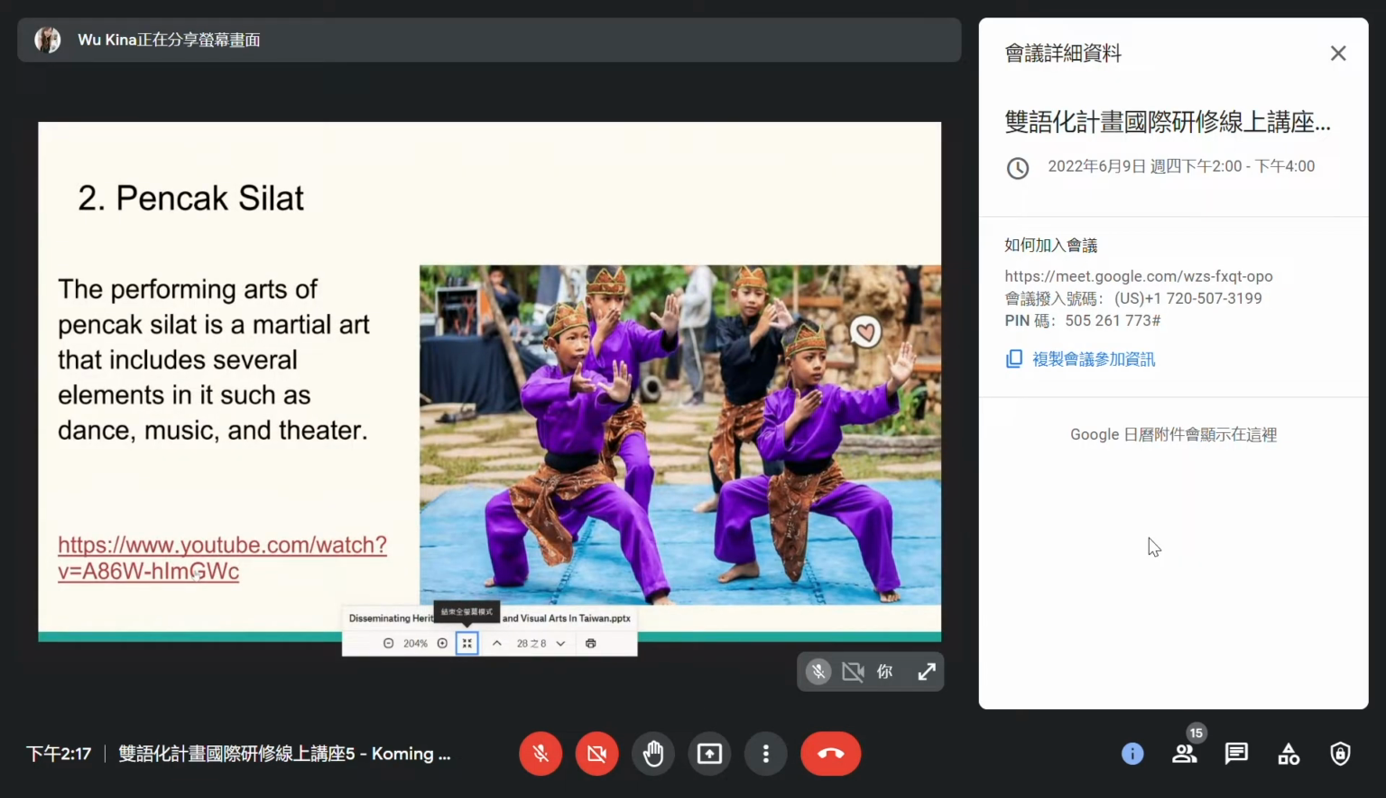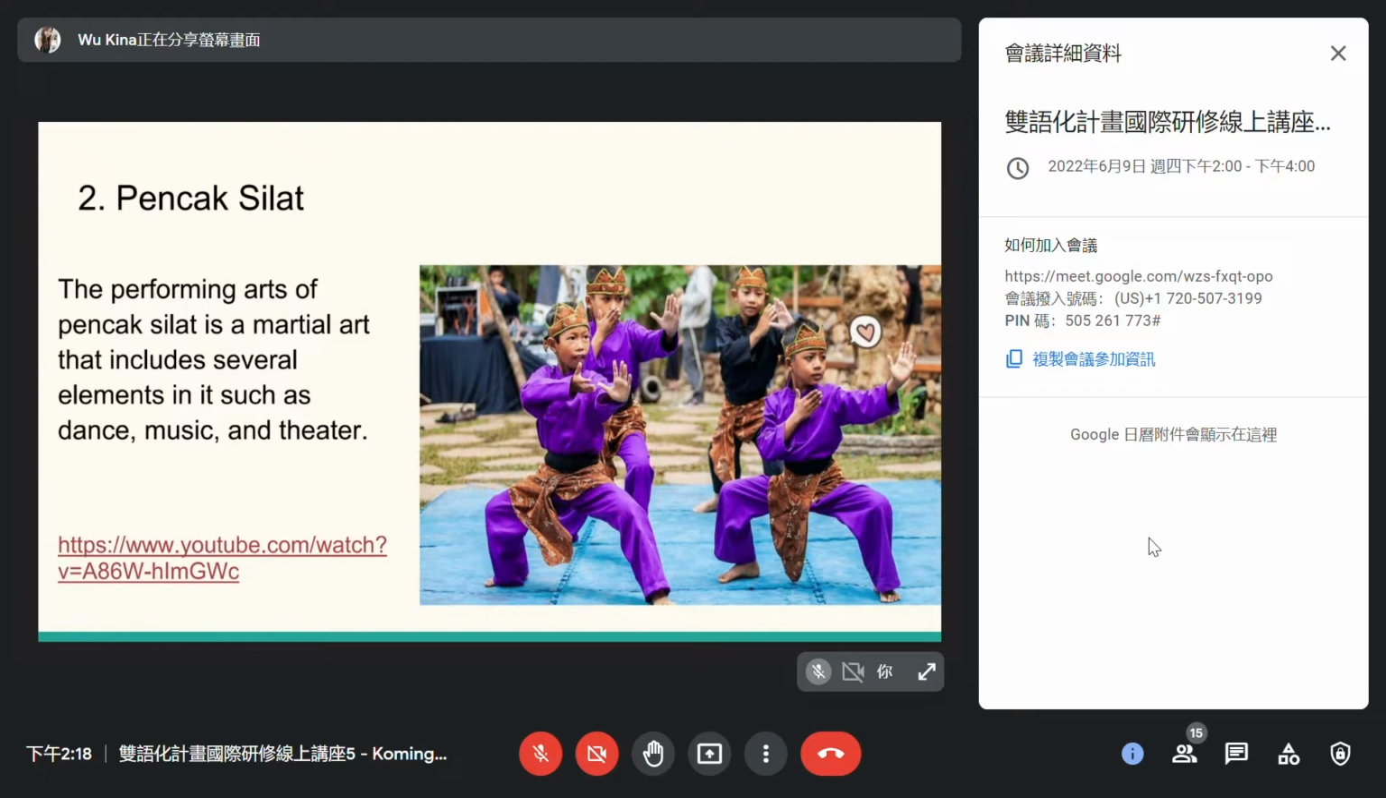Okay, there's also Pencak Silat. It's a very famous dance, drama, and also singing is involved in this genre. This performing art of Pencak Silat is a kind of martial art that includes several elements like dance and music. There's also theater, there's a story, like they tell a story about a kingdom or religious themes. You can find many Pencak Silat forms in Indonesia, especially in Sumatra. In Sumatra, they call it Randai.